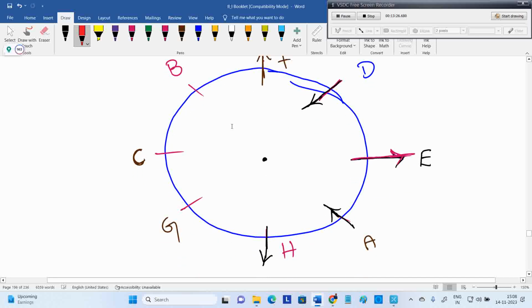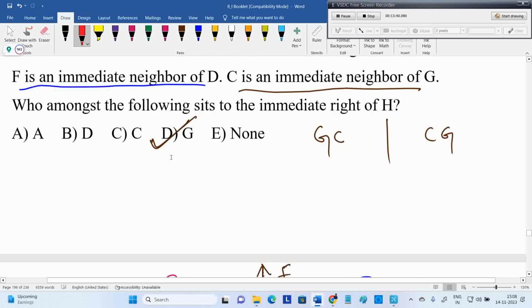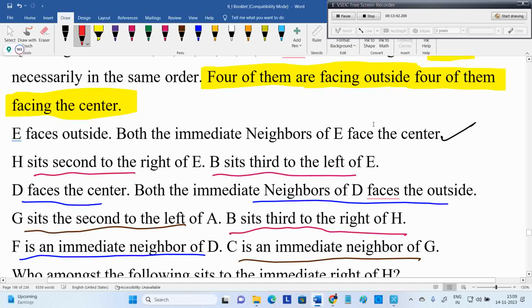Sir, who are facing towards the center cannot be determined. List of the people facing outside: only 3 people we know. One more person is from B, C, G. We don't have that information. Who among that? Right? So you see the question. That question is completed already. We used all the information.